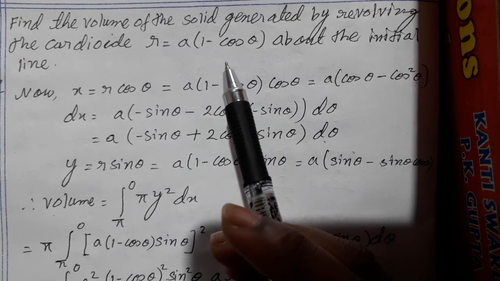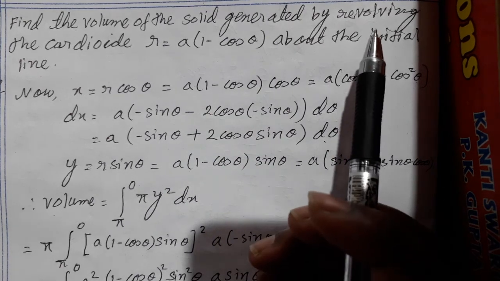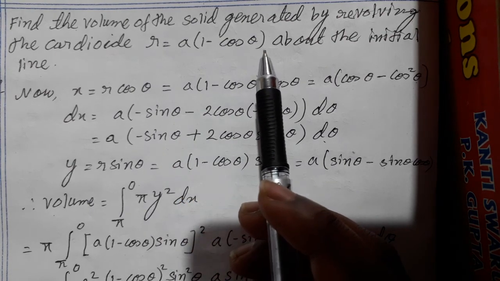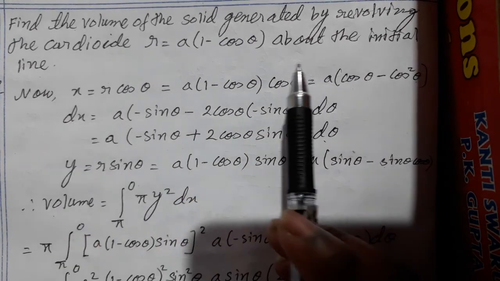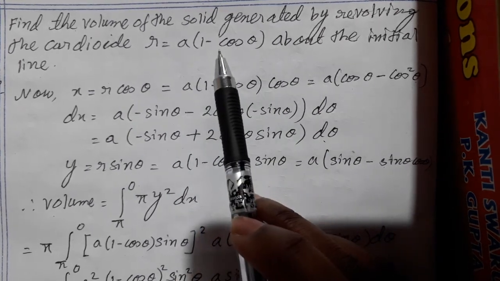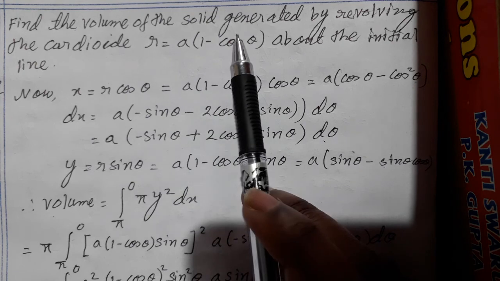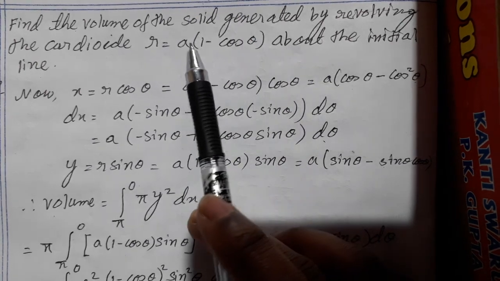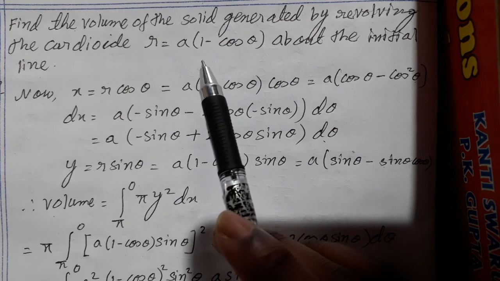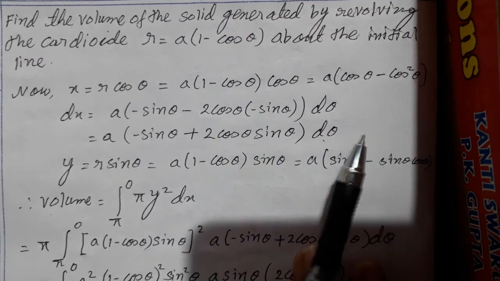In this question, we are going to find the volume of the solid generated by revolving the cardioid r equal to a(1 minus cos theta) about the initial line. So it means we are rotating about the x-axis. If we have a cardioid of this form, then the limit will be pi to 0. But if we have a cardioid r equal to a(1 plus cos theta), then the limit will be 0 to pi. Be careful with this.